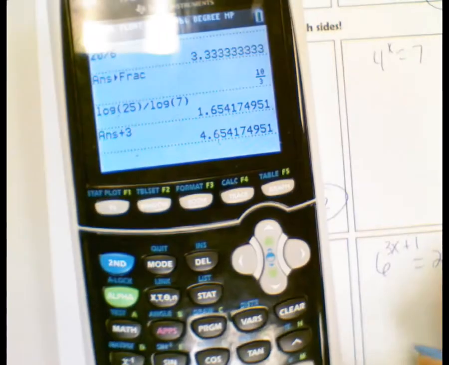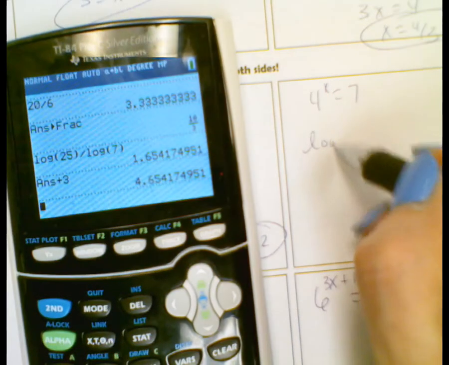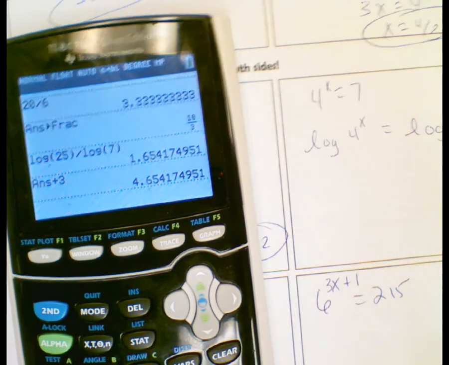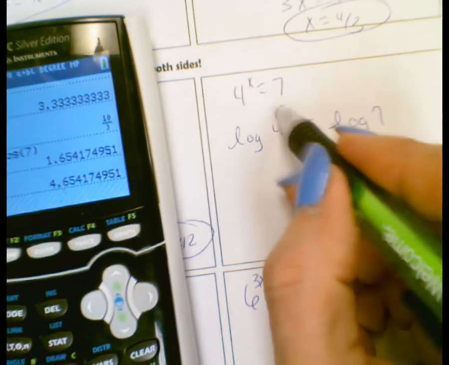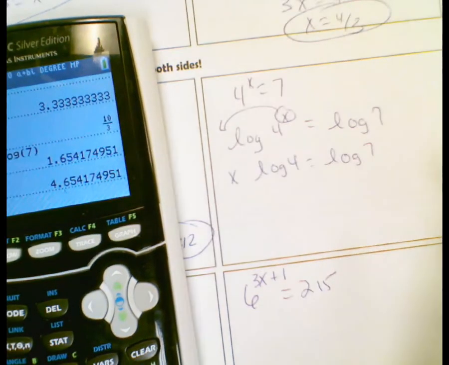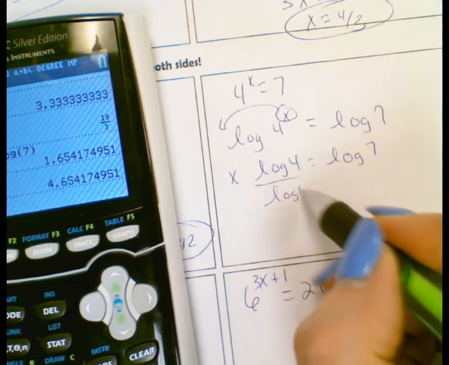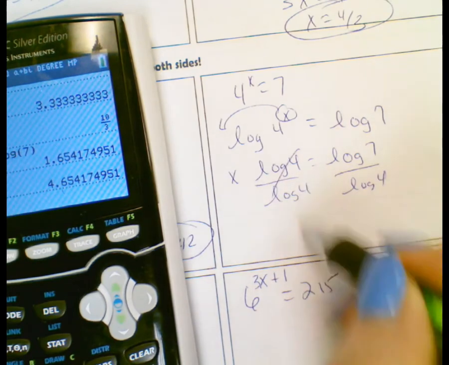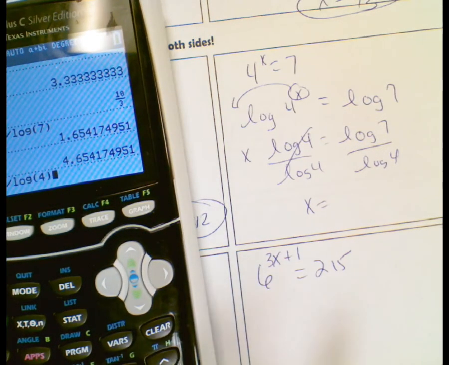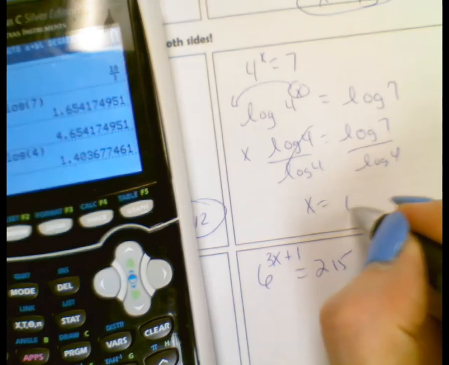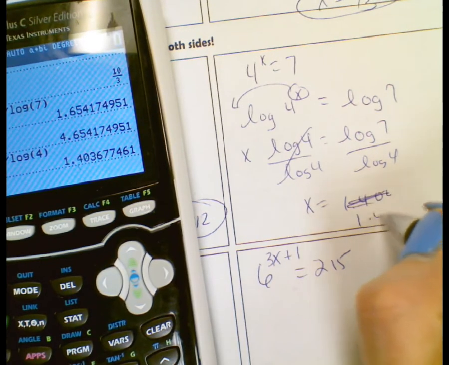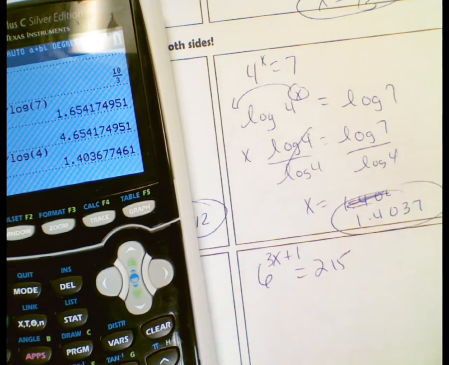4 to the x equals 7. Let's take the log of each side because I can't write 4 and 7 in the same base. Release the x out front. Divide by log 4. That's about 1.4037.